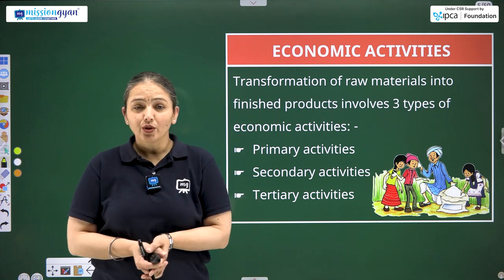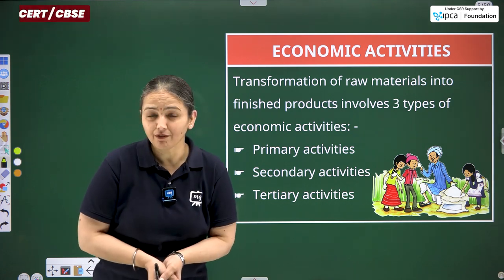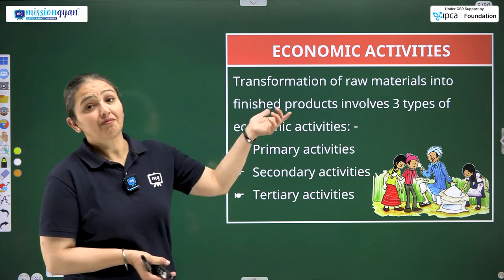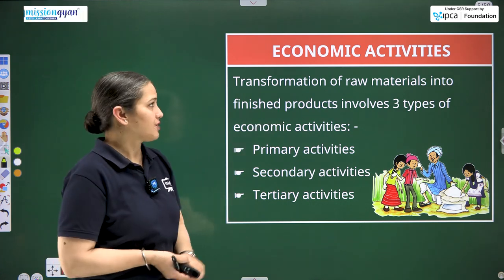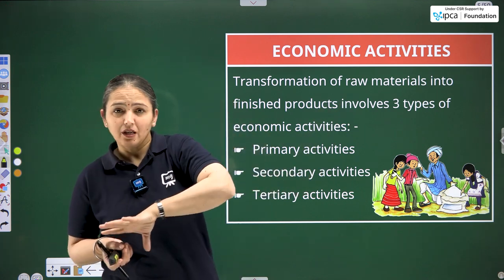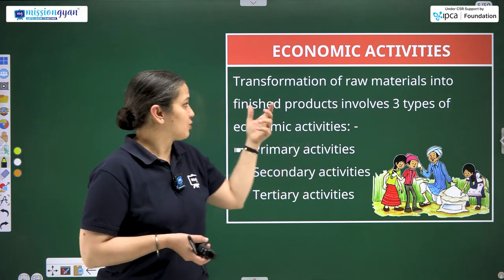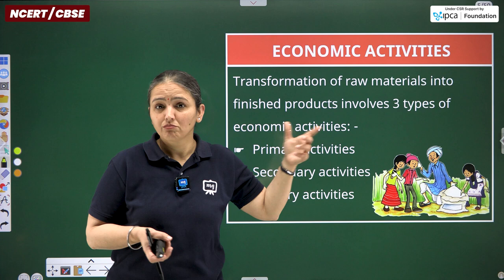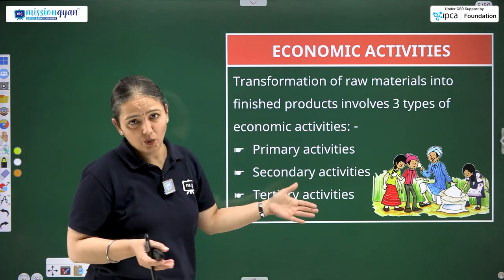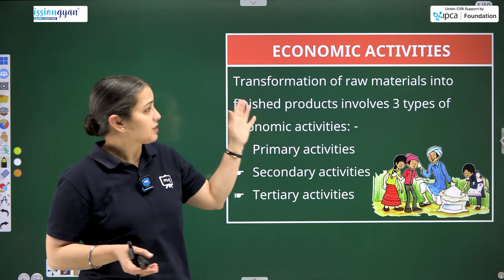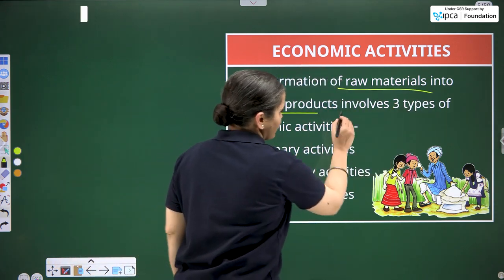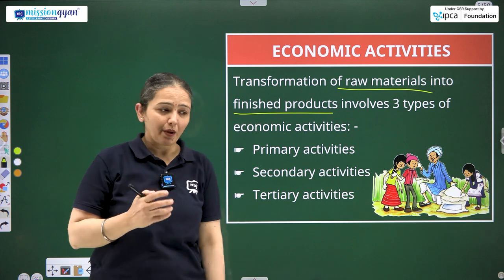As I have already told you, agriculture comes in the part of economic activity, that too the primary one. So let's discuss the definition of economic activities first. The transformation of raw materials into usable goods or finished products, that all comprises these three types of economic activity. So let me read out this answer once. Transformation of raw materials into finished products involves three types of economic activities.